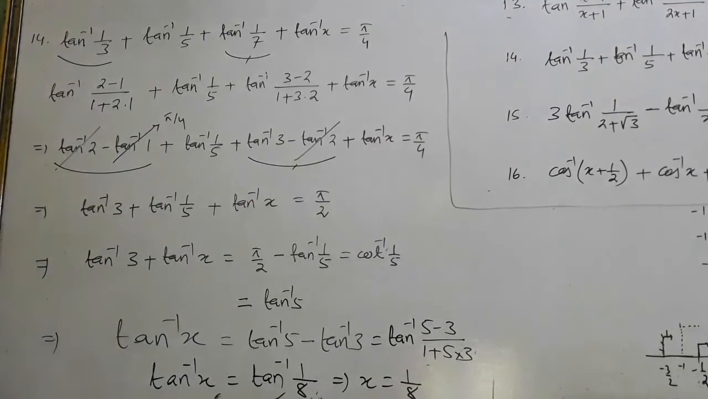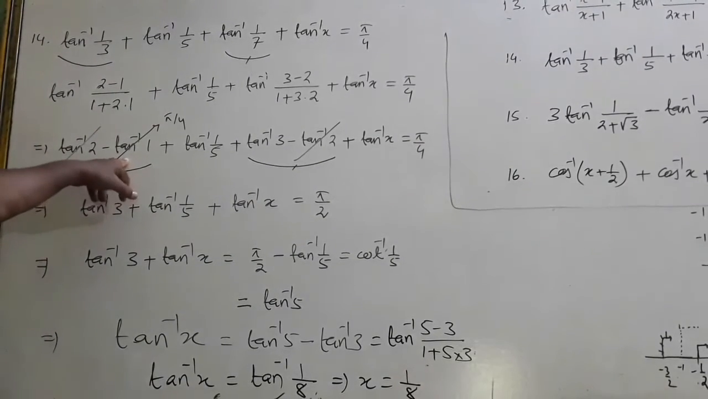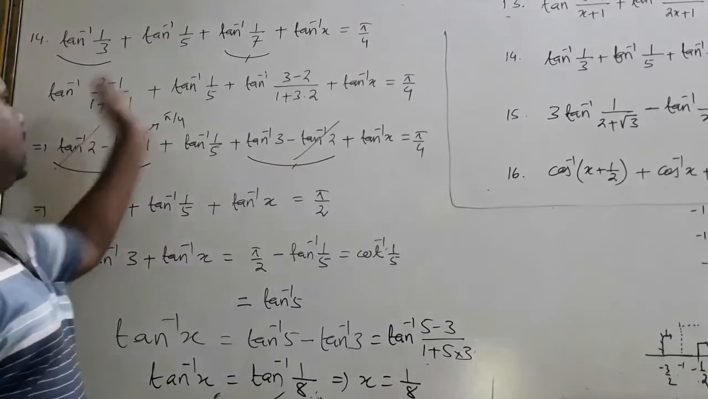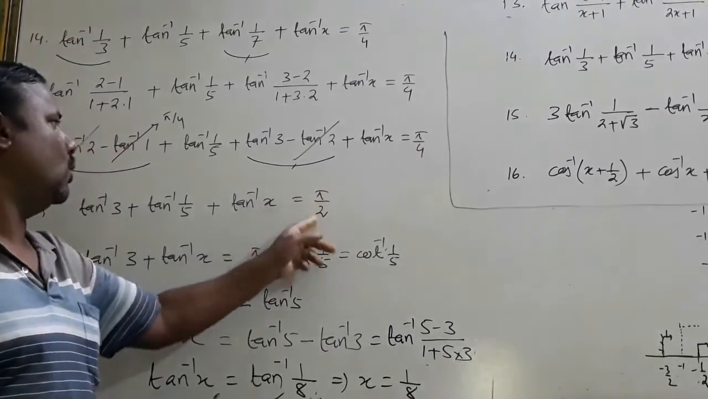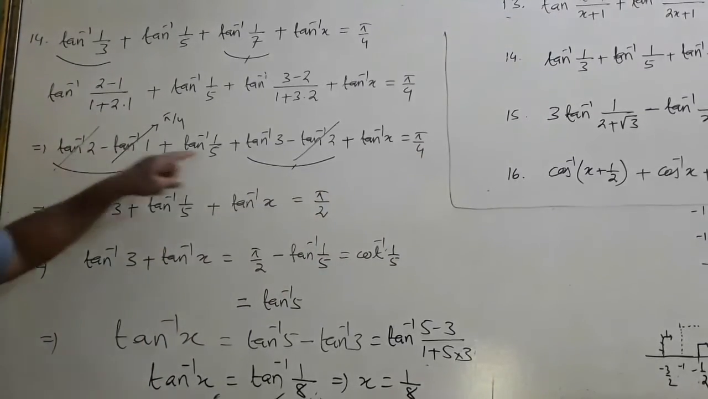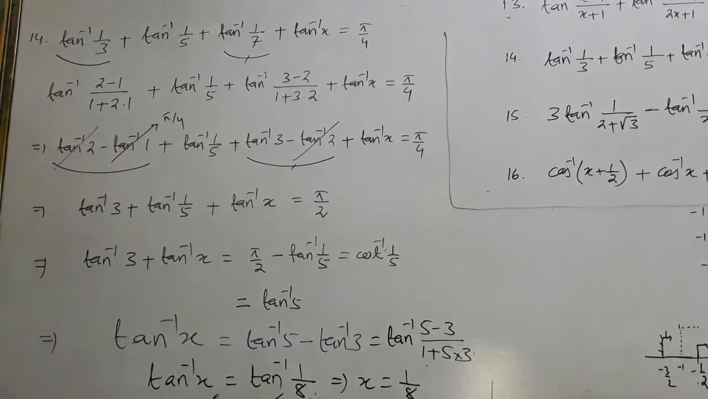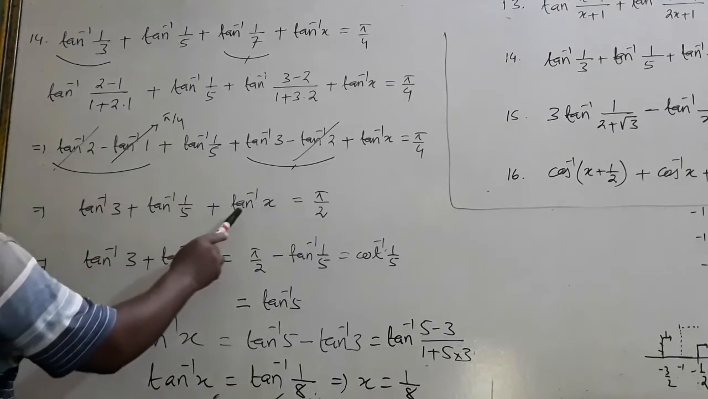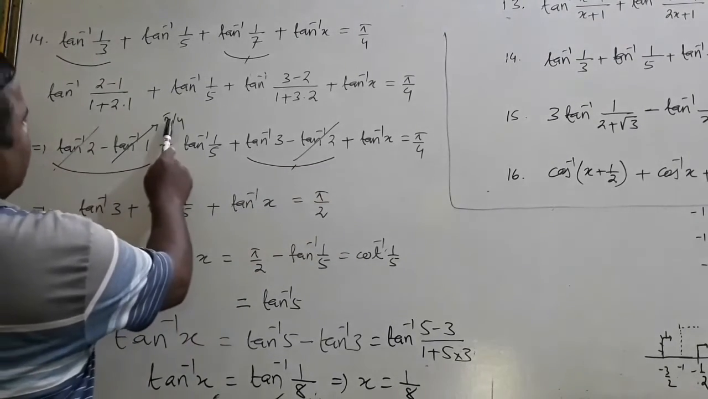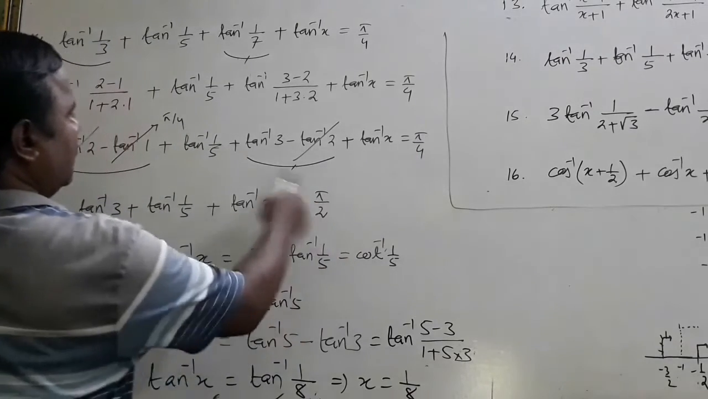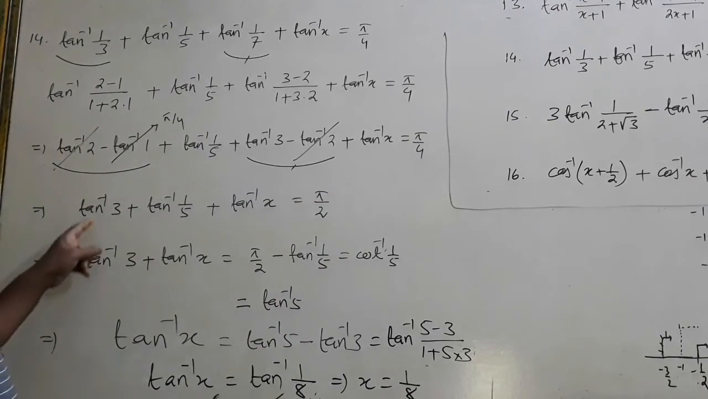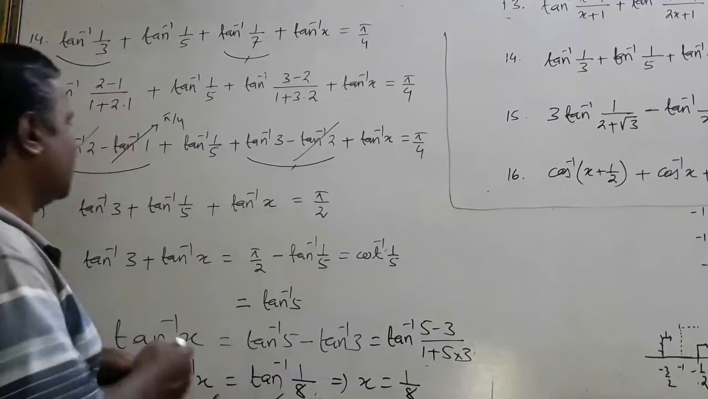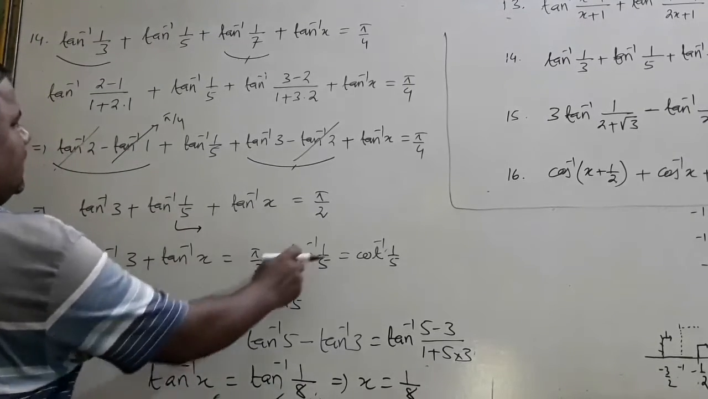It is equal to pi by 4. Now tan inverse 1 is pi by 4, so minus pi by 4, and when it goes to the right side it becomes pi by 2. Tan inverse 2 and tan inverse 2 both cancel. Now the final result is tan inverse 3 plus tan inverse 1 by 5 plus tan inverse x, and pi by 4 going to this side gives pi by 2. Now I keep tan inverse 3 plus tan inverse x on one side, and tan inverse 1 by 5 goes to that side. It becomes pi by 2 minus tan inverse 1 by 5.